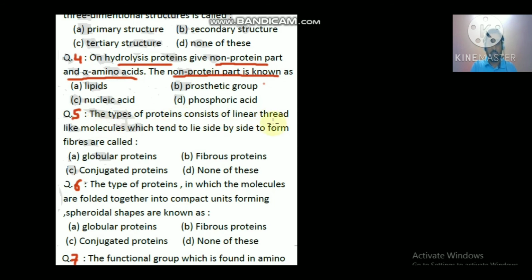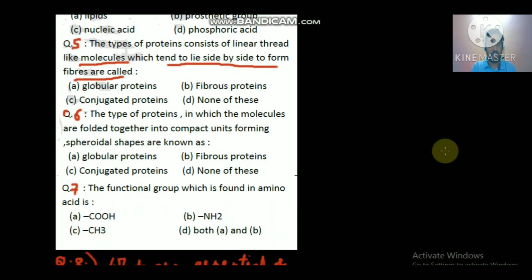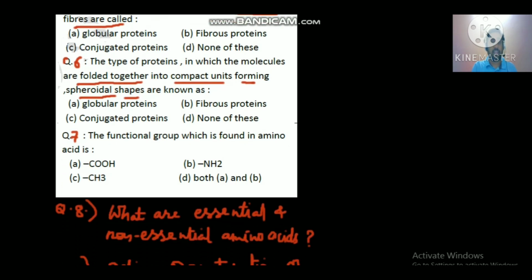The type of protein which consists of linear thread-like molecules which tend to lie side by side to form fibers is called globular protein, fibrous protein, conjugated protein, or none of these. We just discussed this recently during the types of protein. You can go back and see there and then find the answer. The type of protein in which the molecules are folded together into compact units forming a spheroidal, spherical shape is known as globular protein, fibrous protein, conjugated protein, or none of these. As a hint, insulin is the example of that.